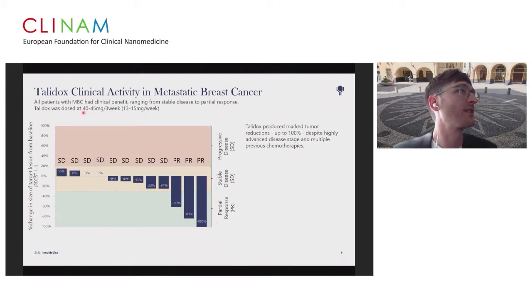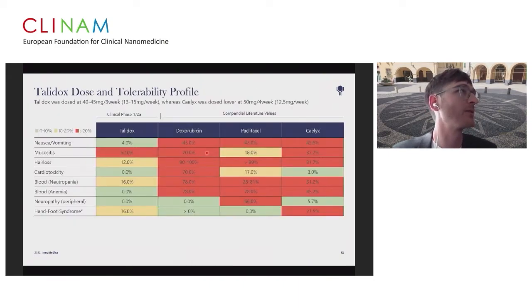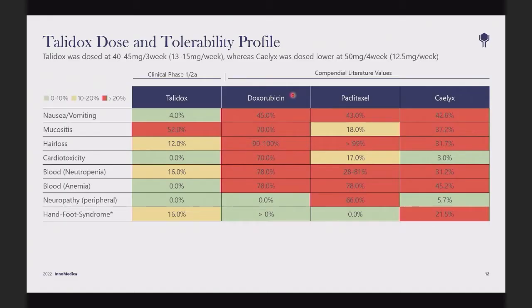Given the dose that was given at this stage was 40 to 45 milligrams per 3 weeks per square meter, we have to consider that these patients had multiple prior lines of chemotherapy. So I believe that these efficacy data are quite promising. But also very important is a comparison against literature values of standard chemotherapy that is currently in use.